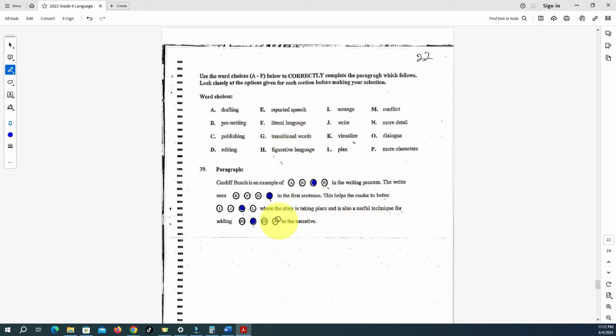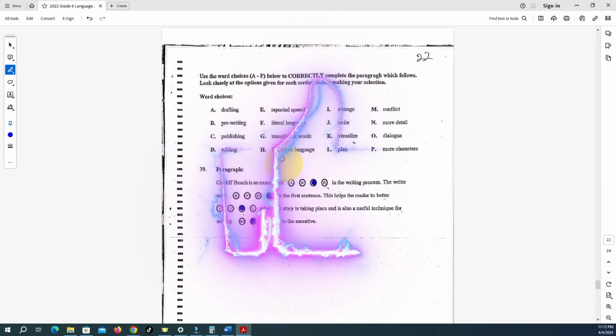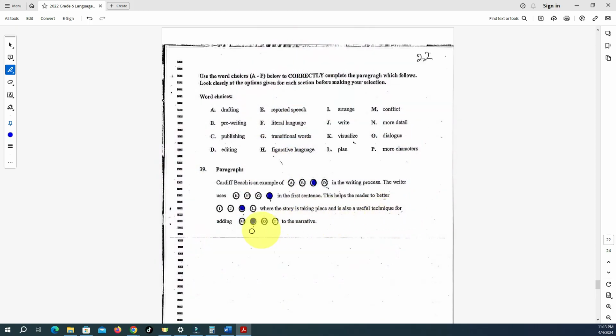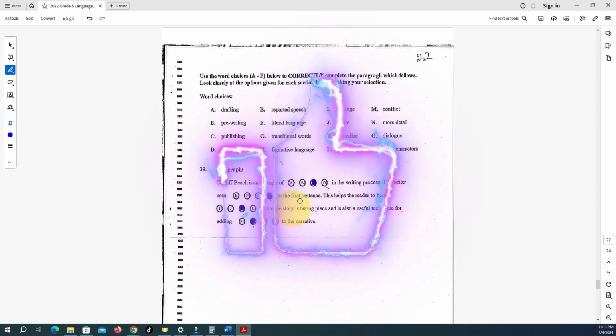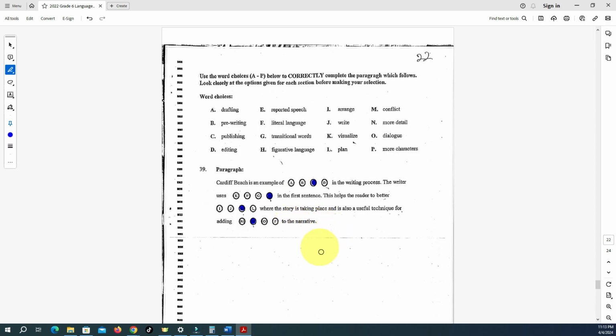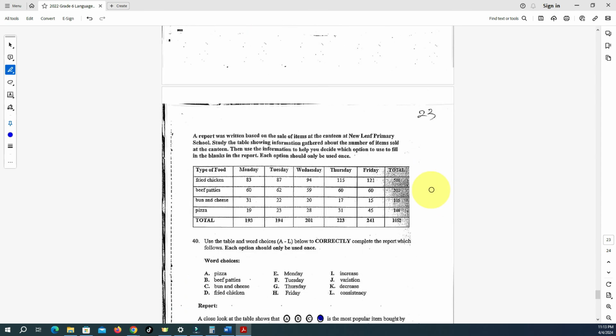All right, and then we have the I, J, K, L. This one, where the story is taking place, and it's also a useful technique. So I would say this one, I, J, K, is visualize. So if you put the figurative language, it helps you to visualize what's happening. All right, and then for the last one here, it is M, N, O, P. I choose M because I think it's more detail. So it gives you more detail to look at when it's presented like that. So those are my answers. I wonder what yours are going to be.